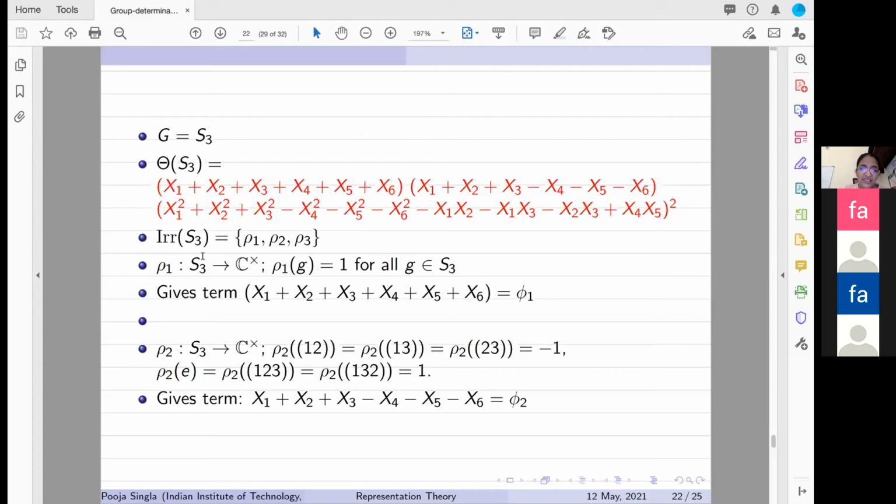So rho 1 is the trivial representation, or what's called the identity representation. What it does is take every element g to 1. So this will give me the term x1 plus x2. What do I mean by term? I mean this term.